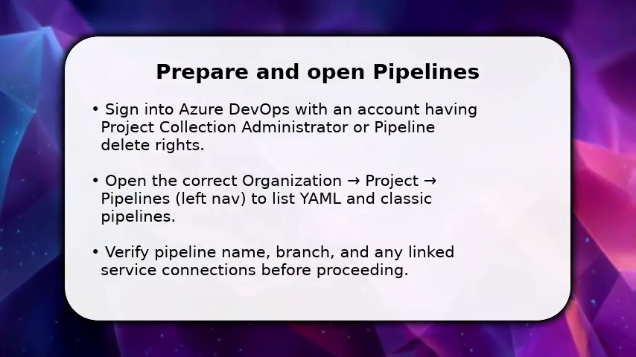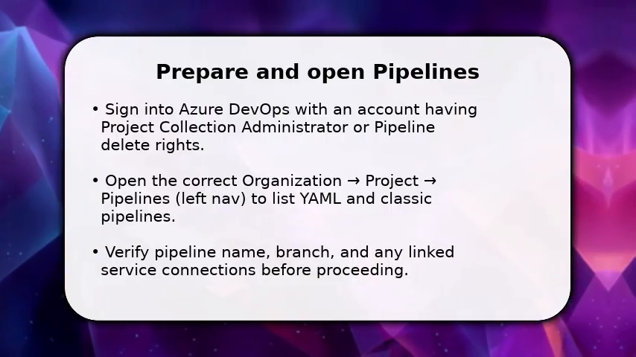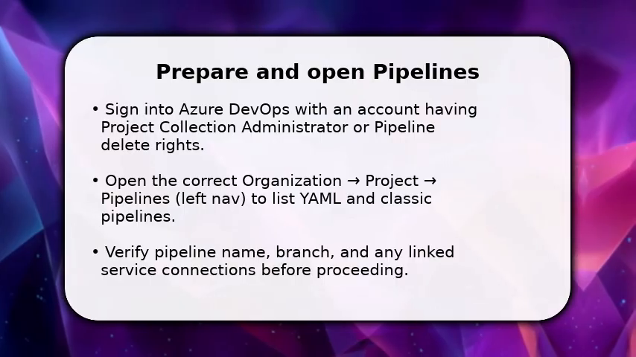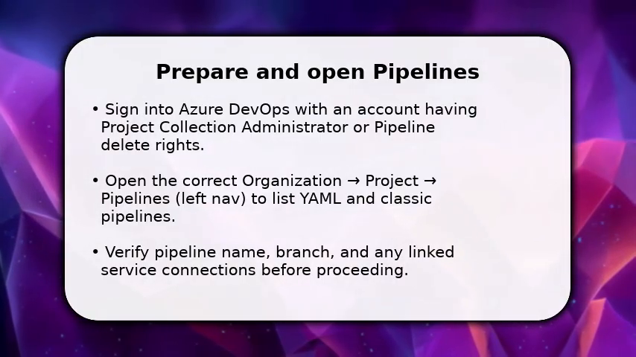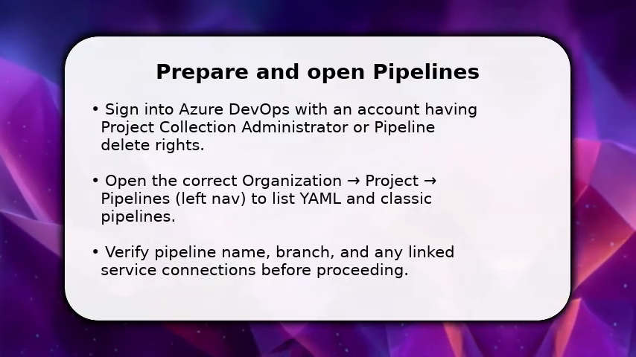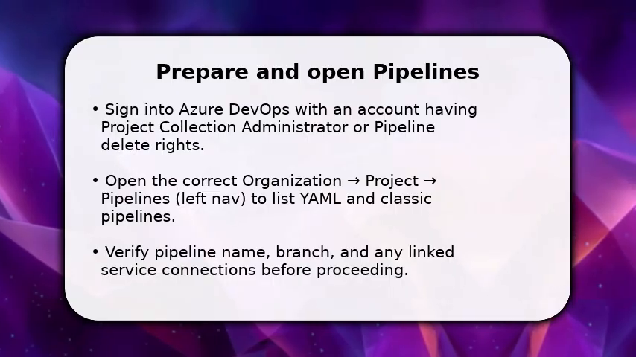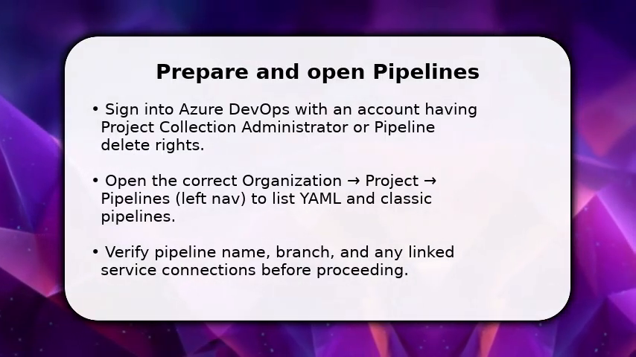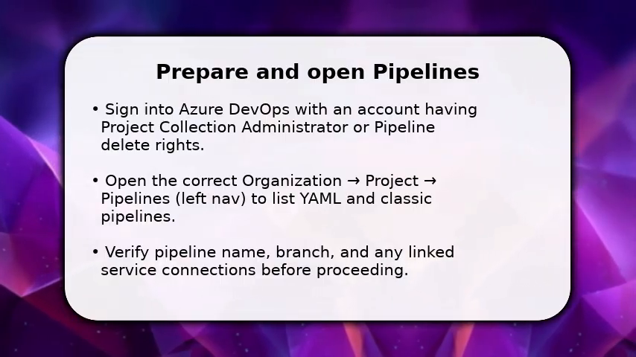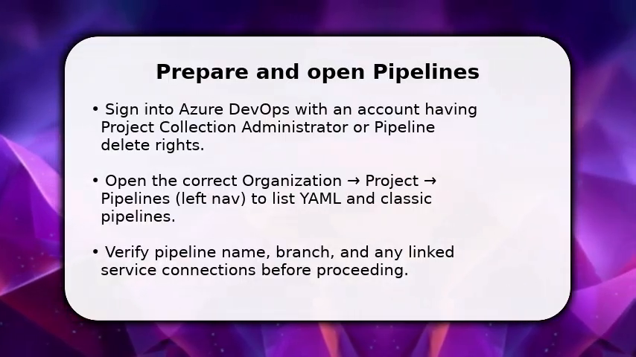First, sign into Azure DevOps and pick the project. Once done, click Pipelines in the left navigation to surface your YAML and classic pipeline listings. You want to identify the exact pipeline name and linked branch so you don't remove the wrong one. Make sure service connections or agent pools tied to it are noted. That helps later. Now you're ready to select the pipeline you intend to remove.